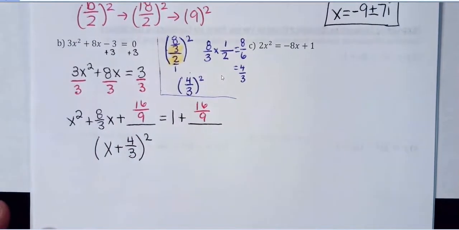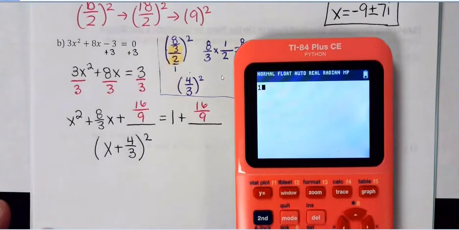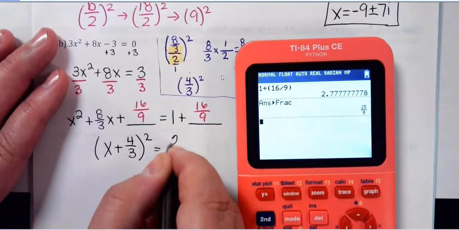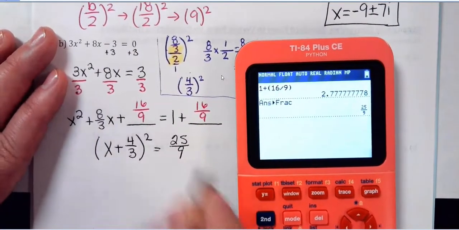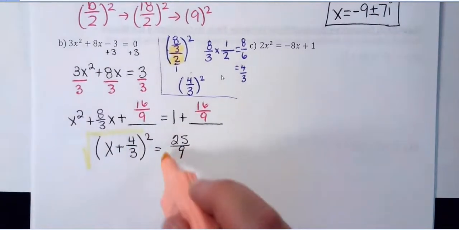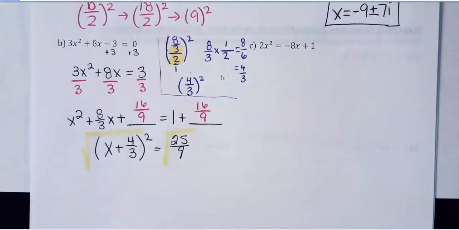And then, of course, you can do this by hand, but I like to use my calculator because I'm lazy. All right, so I'm going to do 1 plus 16/9, and then I'm going to hit my math enter to convert that to a fraction for me. So I got 25 over 9. And then I'm like, sweet, because those are both perfect squares. So we're going to take the square root of both sides. Don't forget your plus minus.